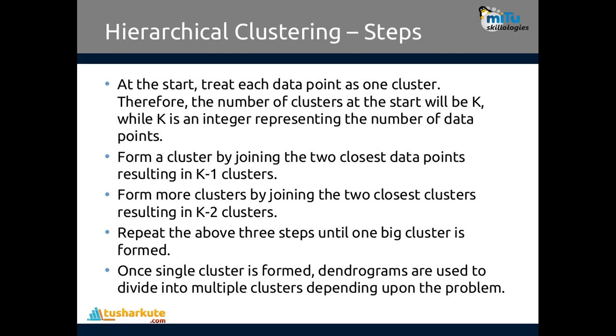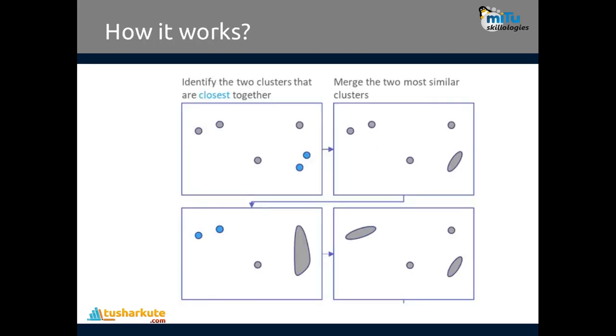Once the cluster is formed, dendrograms are used to divide it into multiple clusters depending upon the problem. So there is a tree data structure created, called a dendrogram. With the help of the dendrogram, we are going to visualize this particular data, and the dendrogram will show you where exactly the clustering is possible. Now let's see how it works.